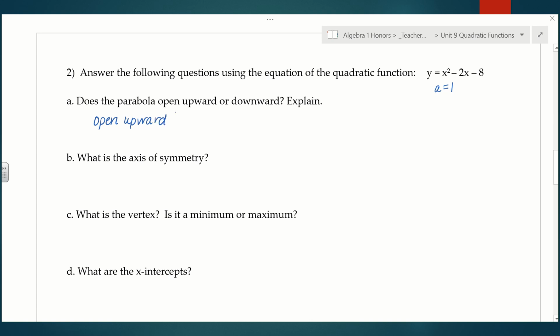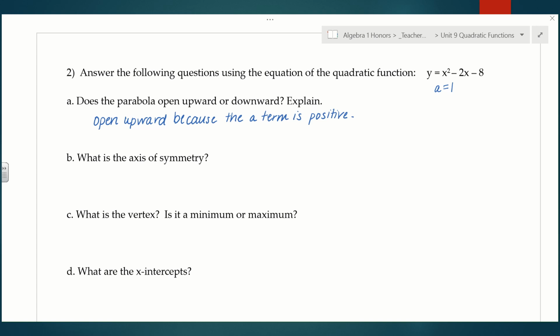And we can say that because the a term is positive. You could also say it opens upward because the leading coefficient is positive. That's another way to explain it. So whatever you're comfortable with.